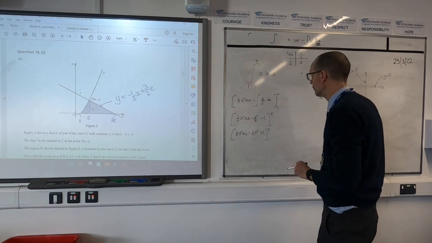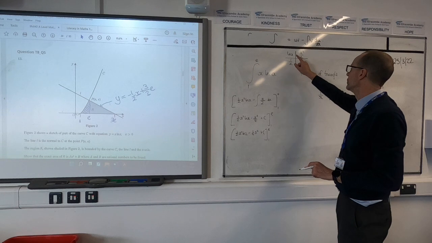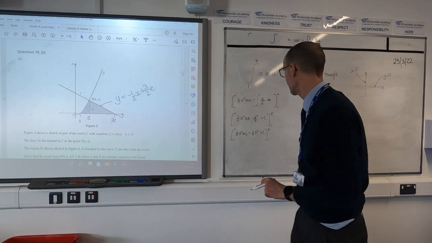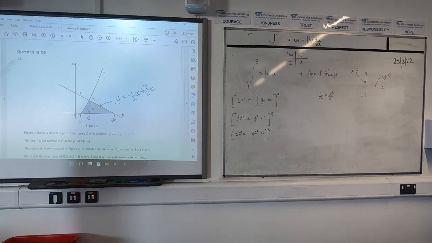I'm just choosing to write x squared over 2 times ln x as a half x squared ln x, could write it as over 2. And similarly, when I integrate x over 2, I get x squared divided by 4, because I have to divide by 2, and I've already got divided by 2, which I'm choosing to write as a quarter.